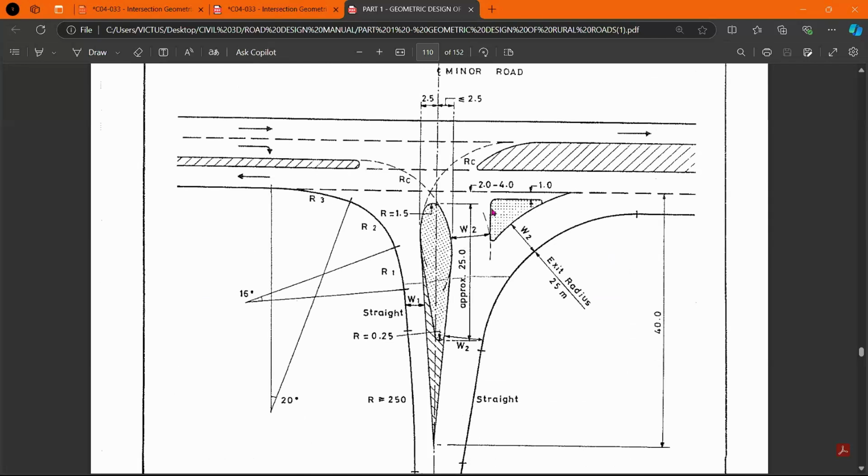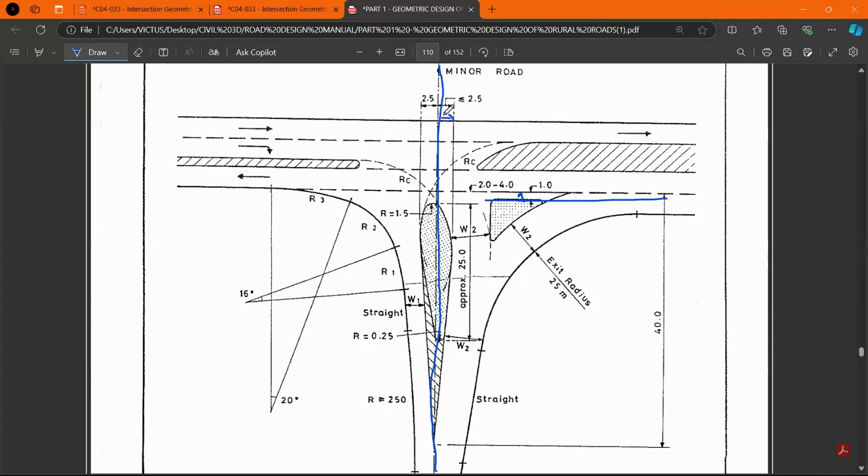But wait, just one more thing. The 1 meter is between the edge of the travel way of the major intersection, that one. And yes, this one. Okay, and then the other one is, but now I'm confused between the, oh, I see it. Don't worry, I see it. You see it? So we are having the center line of the minor road, and we'll do the 2.5 here.